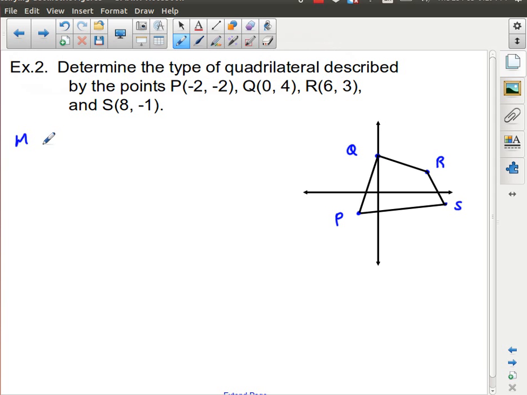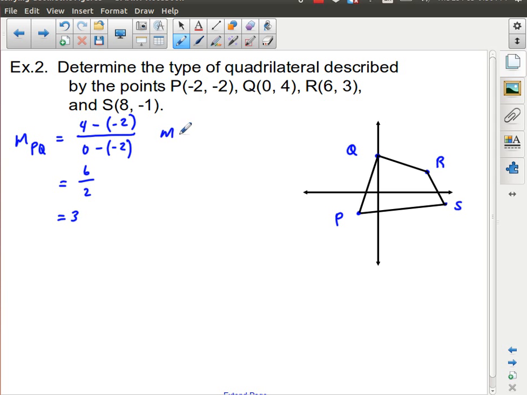So the slope of PQ, I'm going to try to do this just alphabetically. The slope of PQ, so I take the y-coordinates of P and Q, so that'll be the y-coordinate of Q minus the y-coordinate of P over the x-coordinate of Q minus the x-coordinate of P, and I end up with 6 over 2, which is equal to 3.